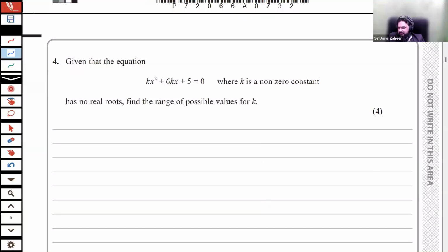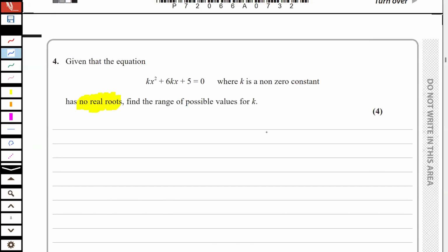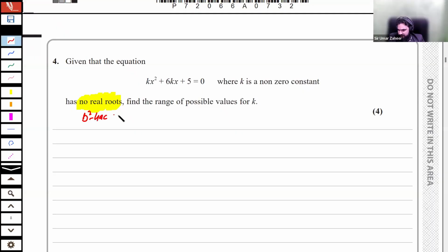He says that given that the equation kx² + 6kx + 5 = 0, where k is a non-zero constant, has no real roots, find the range of the possible values. In which case do we have no real roots? Where b² − 4ac is less than 0. It means that the discriminant is less than 0.